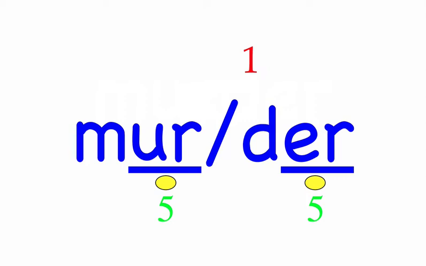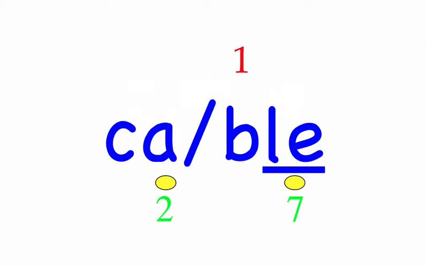Row 2, cable. Cable. I get cable TV. Cable. 2 syllables. First syllable, ka, 2 sounds: k, a. Bull, 2 sounds: b, ul. Cable. Mark the word.